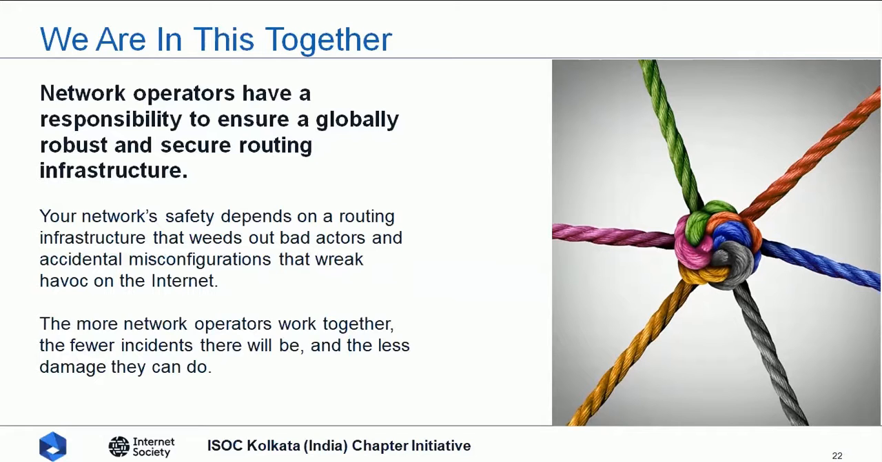and putting down your sites or making your service unavailable. But there are also some mistakes or errors that people make, which may be human or system errors, by doing some misconfigurations. But if the entire ecosystem works for a common goal, they can achieve that. They can reduce those incidents. So the more network operators work together, the fewer incidents there will be, and the less damage they can do.